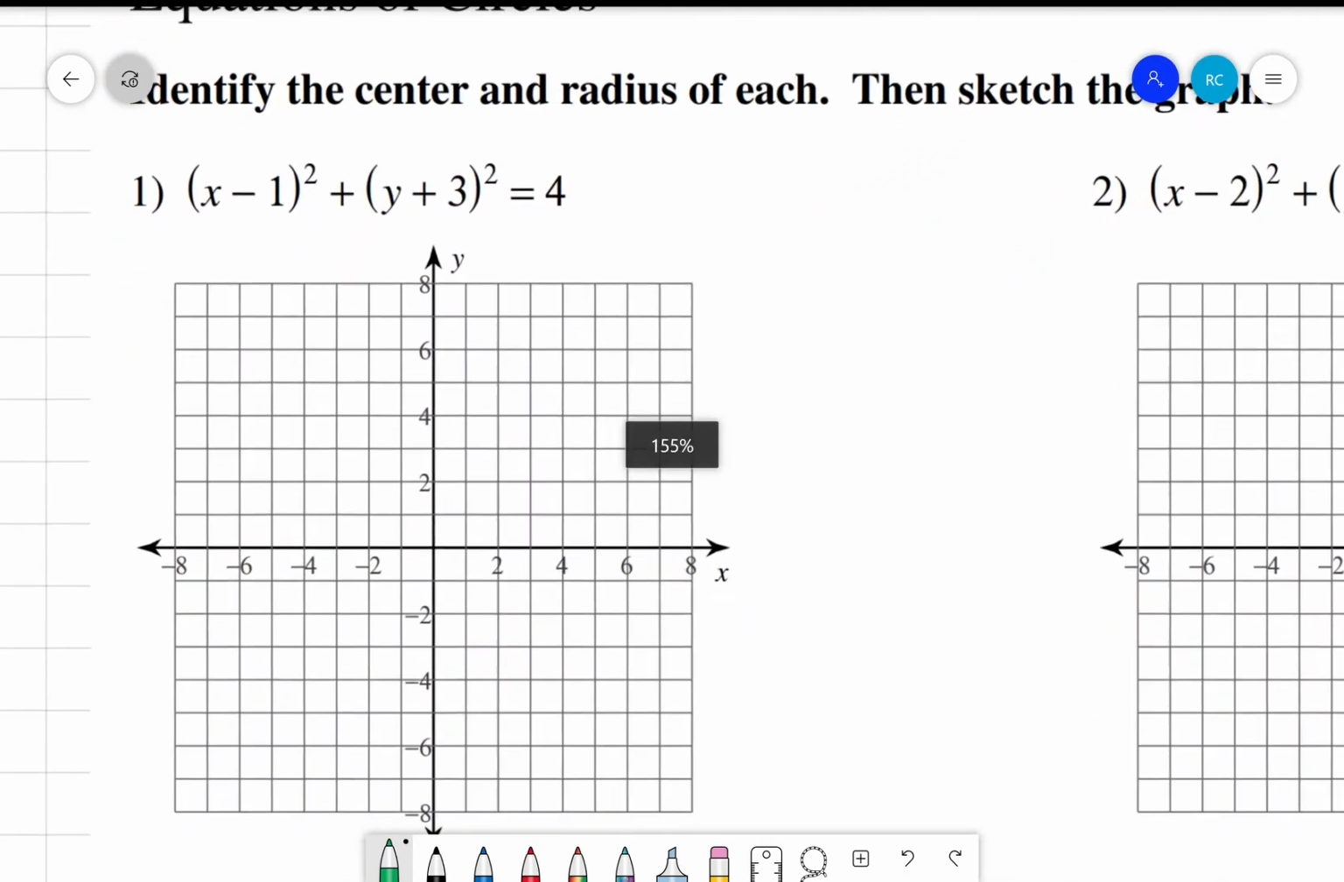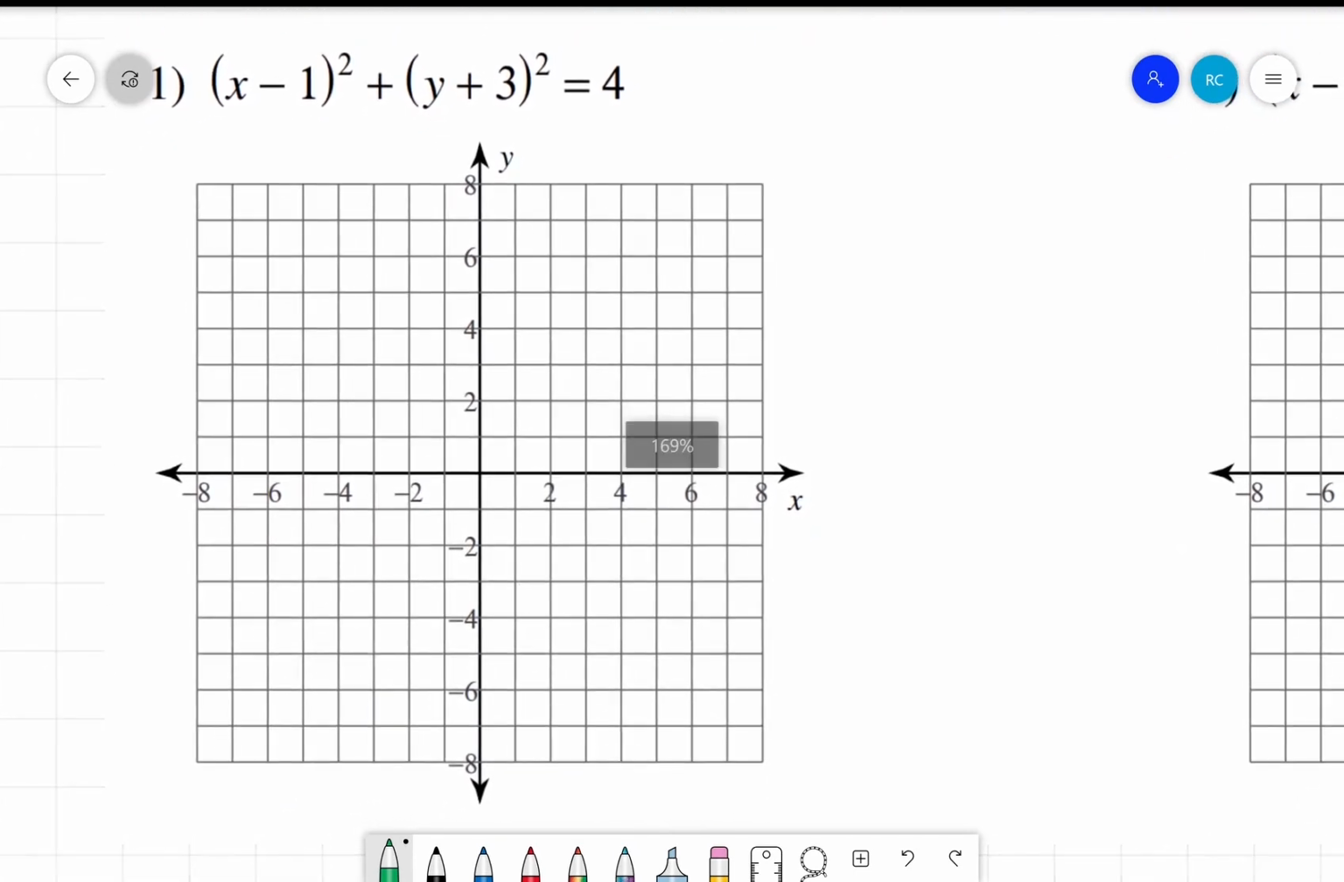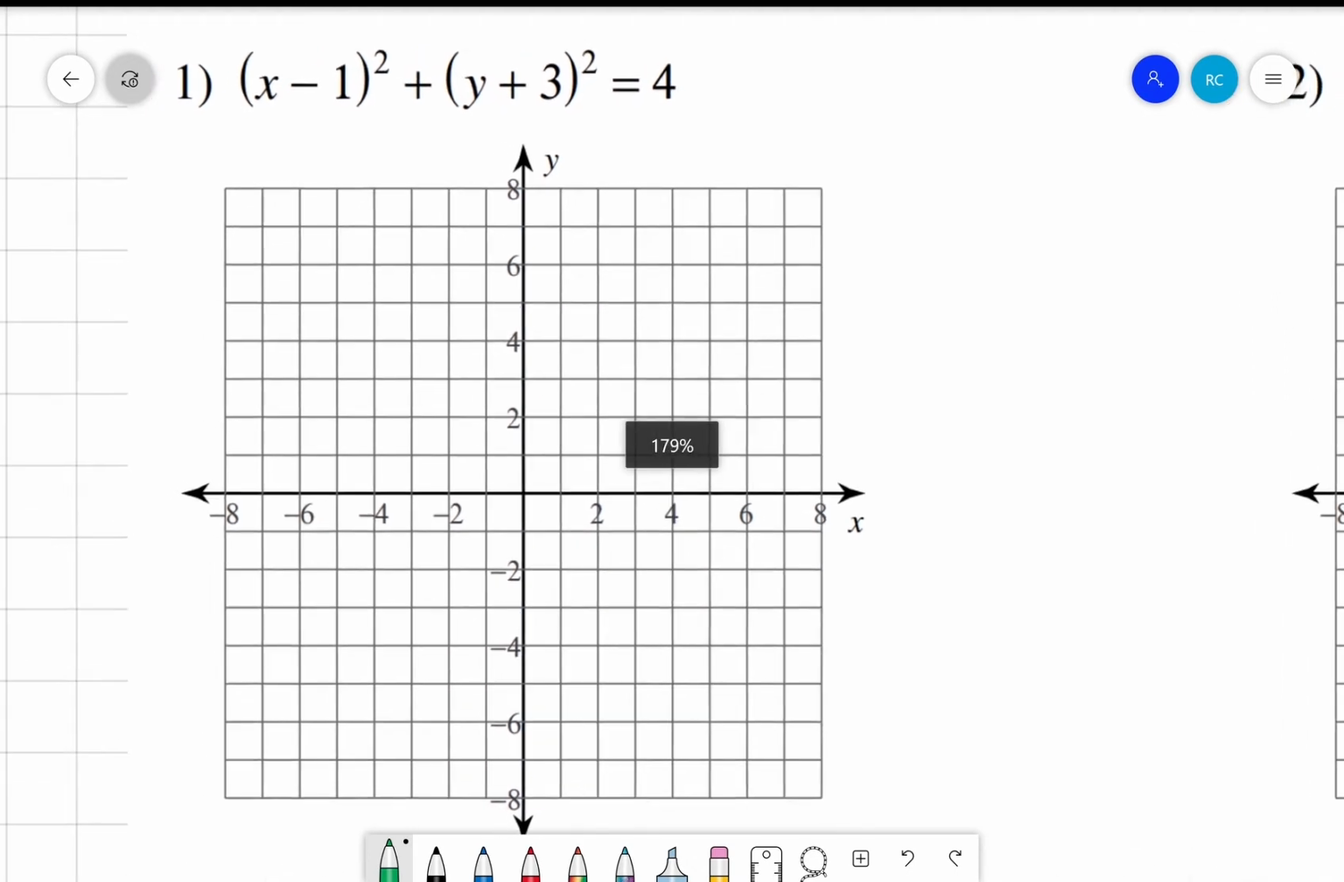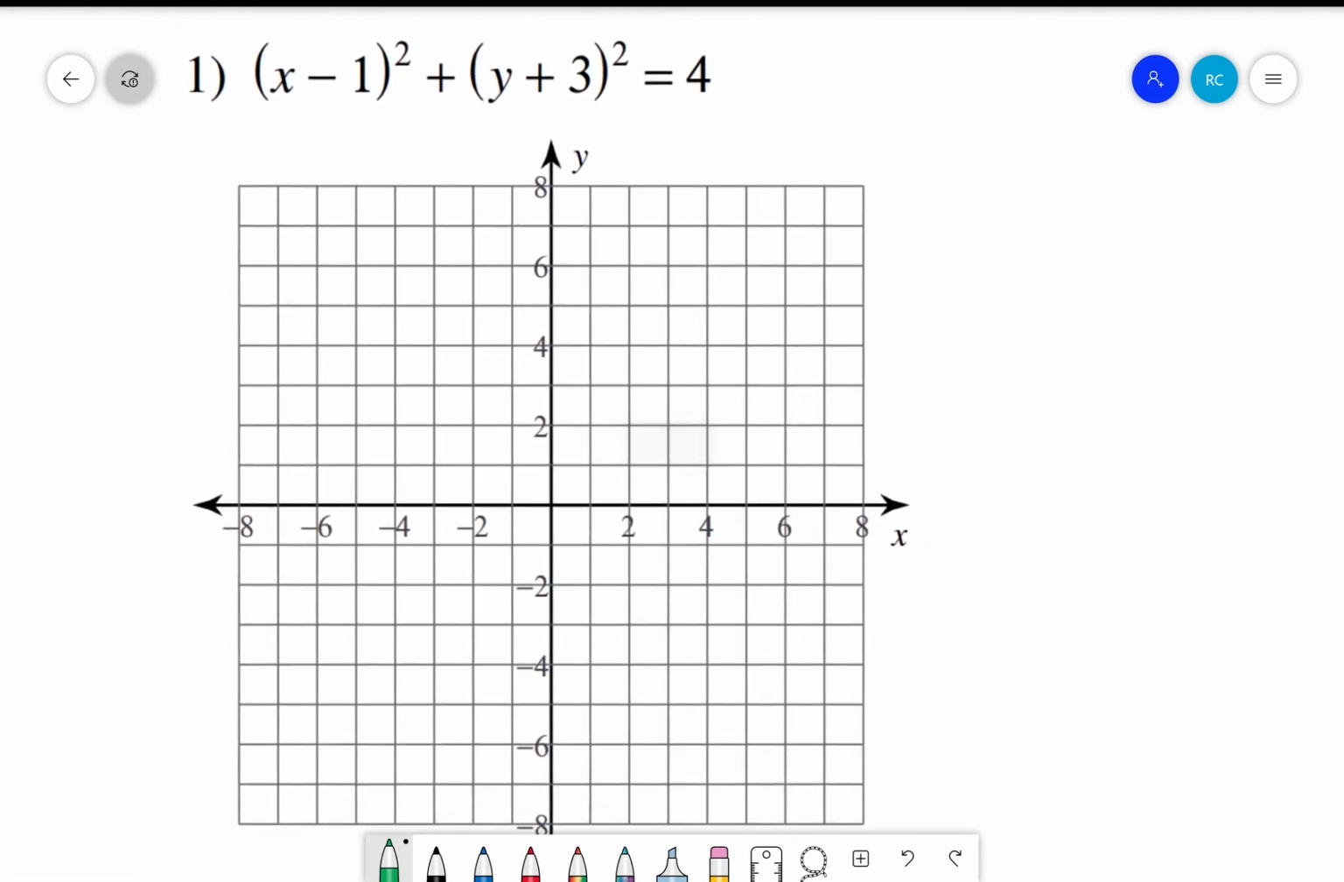So we're going to go ahead and look at number 1. And I think you're going to find that once we get the pattern down, these problems are going to go pretty quickly. So, number 1, we have (x minus 1) squared plus (y plus 3) squared equals 4. We need to know the center, and we need to know the radius. Now I'm going to take us through step by step this first problem, and then we'll sort of pick up the pace going forward, okay?